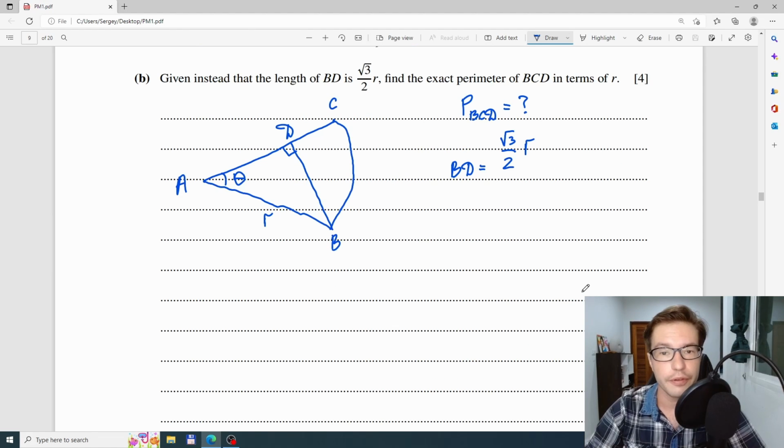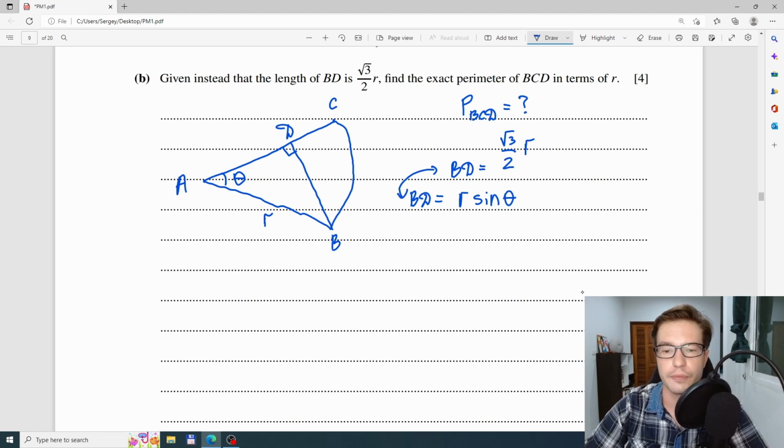I don't. Okay, for the next question, we'll have to find the perimeter of BCD, and I've copied the diagram to make it easier to explain this question. Now, we're given that BD is square root of 3 over 2 r, and that gives us an opportunity to find angle theta. Why? Because in a triangle, BD is opposite of the angle theta. So it means BD equals r, opposite, so we have to use the sine. So it's r times sine theta, and we can equate these two and get r sine theta equals square root of 3 over 2 times r.